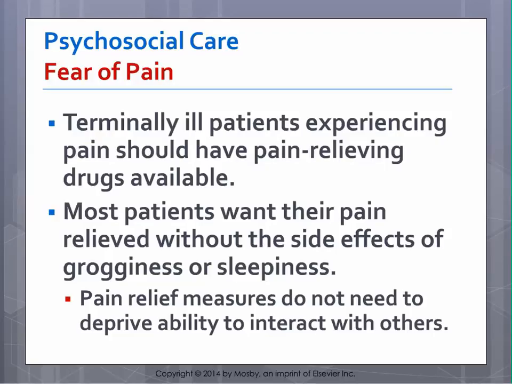Terminally ill patients experiencing pain should have pain-relieving drugs available. Most patients want their pain relieved without the side effects of grogginess or sleepiness. Pain relief measures do not need to deprive the ability to interact with others. It's important not to delay or deny relief measures to a terminally ill patient. Assure patient and family that drugs will be given promptly when needed, and the side effects of the drugs can and will be measured. Patients can participate by discussing pain relief measures and their effects.